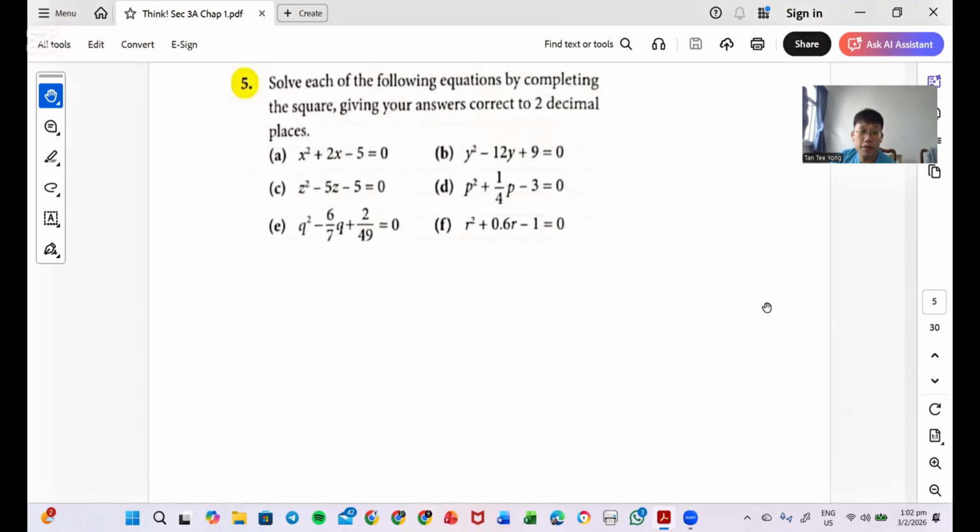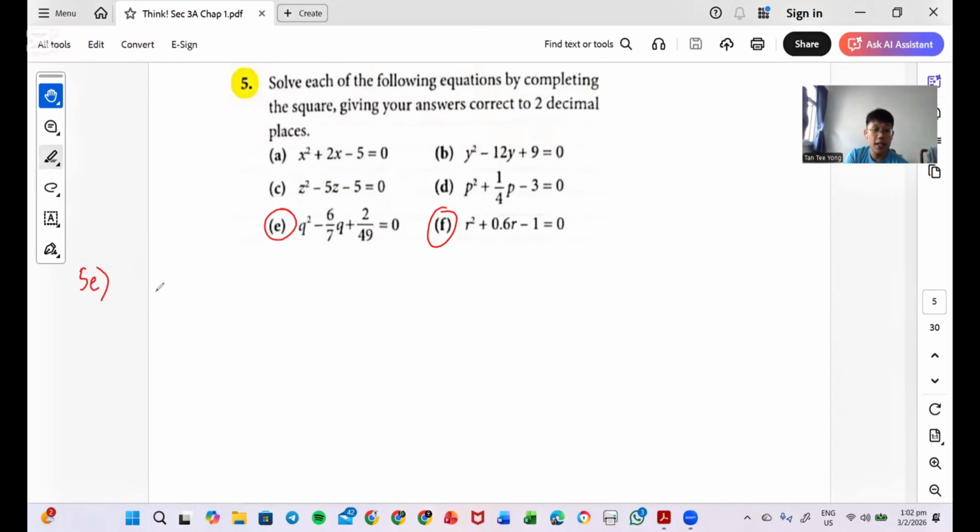Okay, let's go through question 5 together. So solve each of the following equations by completing the square, giving our answers correct to 2 decimal places. Okay, not going to do all the parts, obviously. So let's try 5E and 5F. So 5E first. Okay, we can start already because q square is coefficient 1.